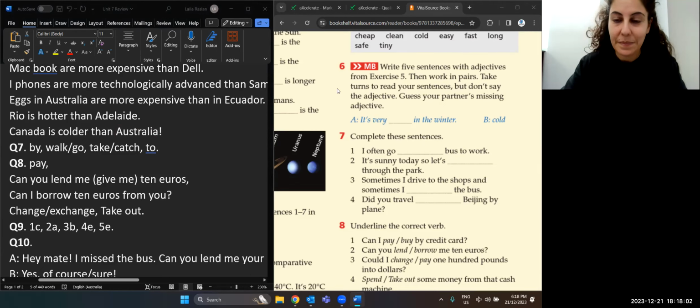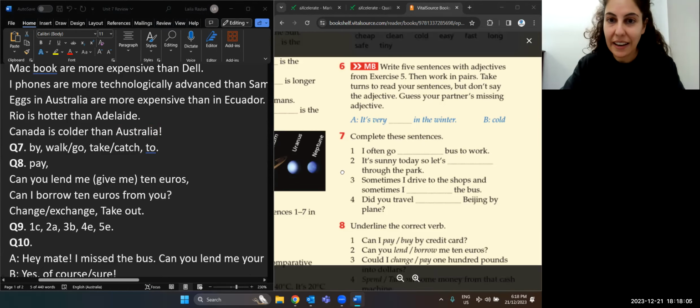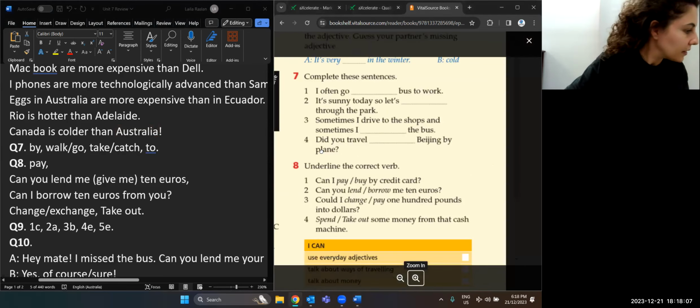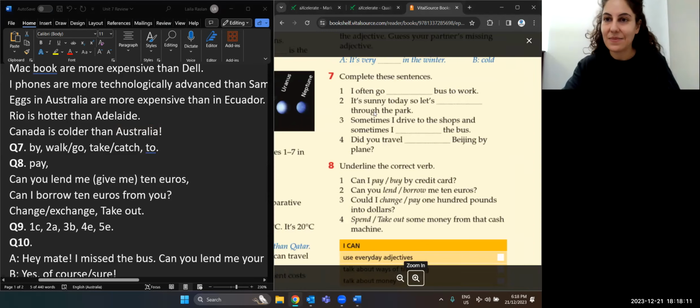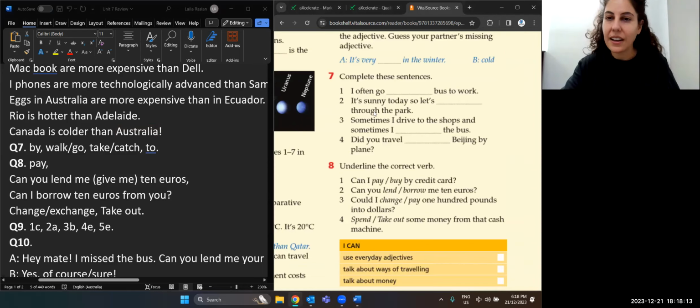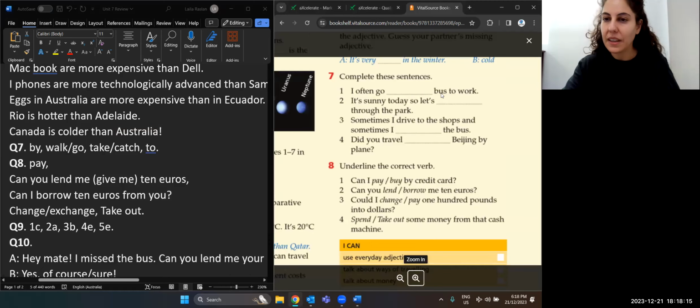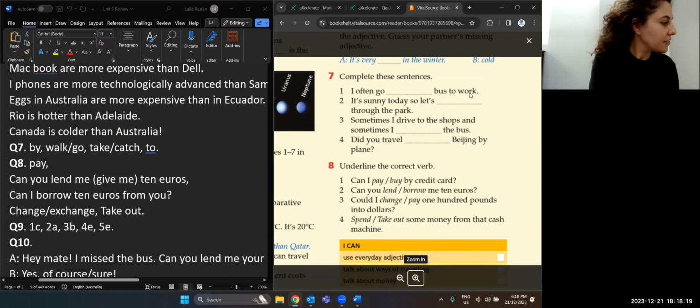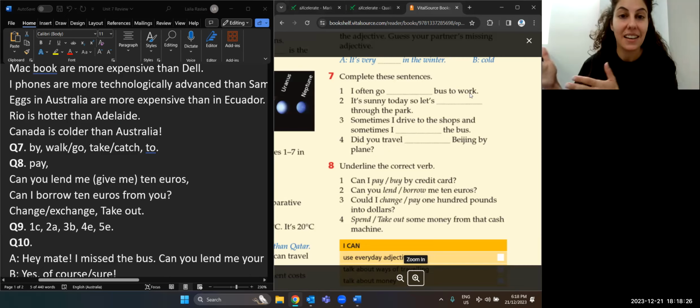Okay, so let's continue. We have to complete the sentences. So, I often go something bus to work. Remember we looked at ways of traveling? I actually forgot about that. We looked at ways of traveling. How do you get somewhere? How do you go from one place to another place?